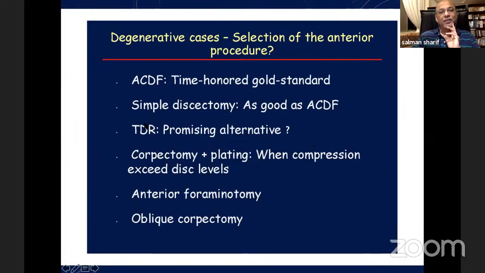So with TDR, I think Nikolay Peev is going to show some pictures regarding that. Corpectomy, if you're doing a big level corpectomy, you need to put in screws in between to make sure you bring the bone to the plate itself.